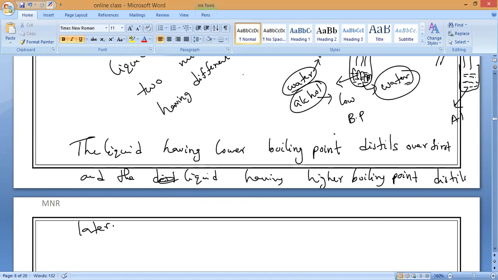So if you take two miscible liquids, which will distill first? The liquid which is having low boiling point or high boiling point? Low boiling point, and later it will cause the second one, the high boiling point one, to distill. It will be useful to separate them. Understand everyone? So this is the distillation technique we can use to separate two miscible liquids having different boiling points, or to separate a soluble solid in a liquid. Yes or no, guys? Yes, sir. So that is what it is.